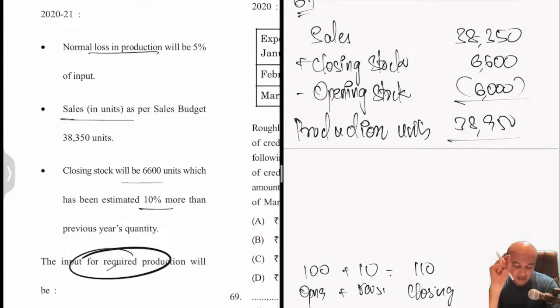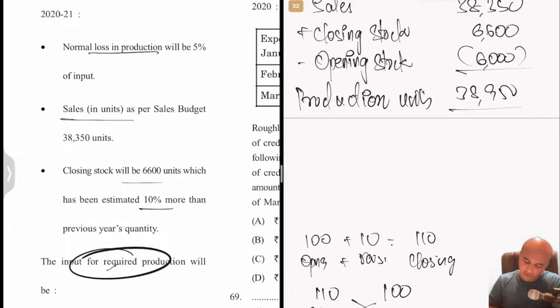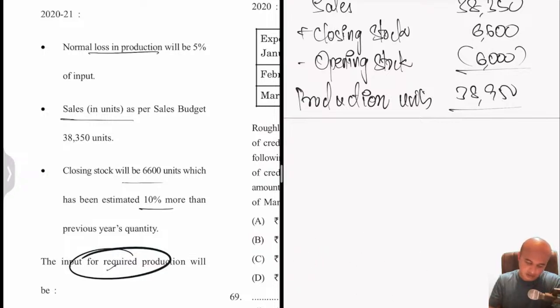Normal loss in production will be 5% of input. So production unit is not what can be considered as input, because there is some loss also which has to be taken into consideration. So if 38,950 is after loss, how much would be before loss? Let me just do it here itself. Let me erase this now that we are done with that calculation.